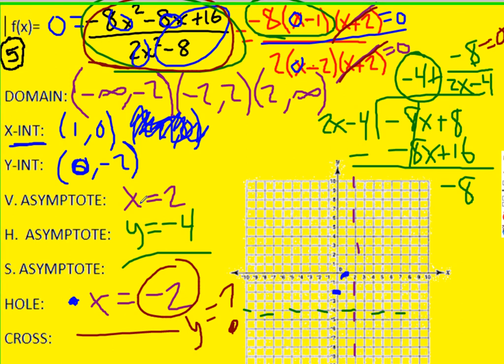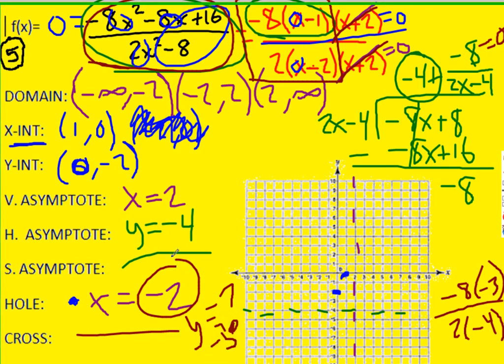If you plug negative 2 into this equation, you get up top negative 8 times negative 3, and in the denominator, you get 2 times negative 4. So you get 24 on top, negative 8 on the bottom, so it looks like you get a y value of negative 3. So I'm going to plot a point of negative 2, comma, negative 3. Well, I'm not going to plot a point, though, because it's not a point. In fact, it is a hole.